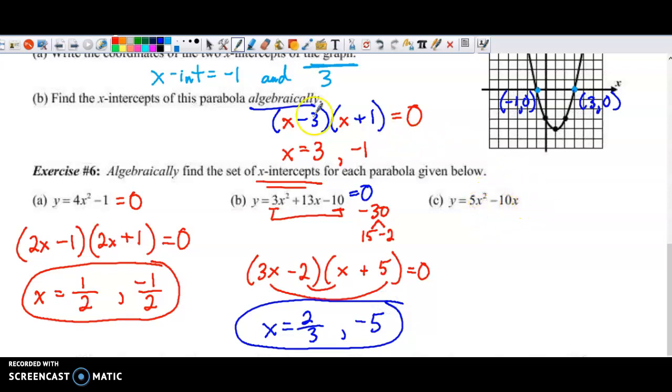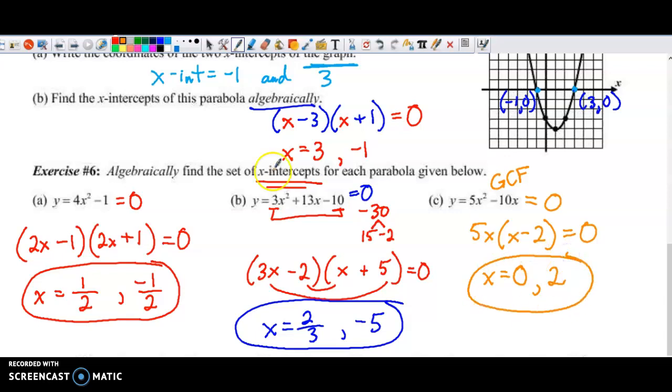And then this last one, I don't know if it's stumping anybody, but your greatest common factor, that's all you have on this one, a GCF, and that would be 5x, and factoring out the 5 makes that x minus 2. So your zero product property would say, hey, we have an x-intercept at 0, but then also at 2. And now you're ready for the homework.